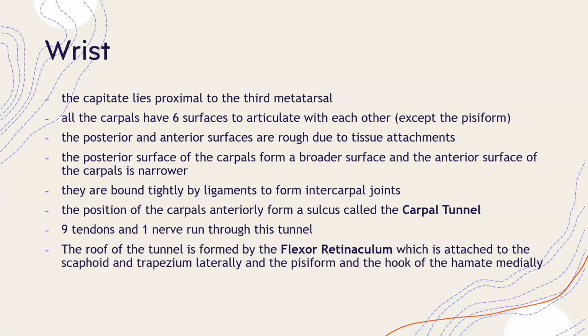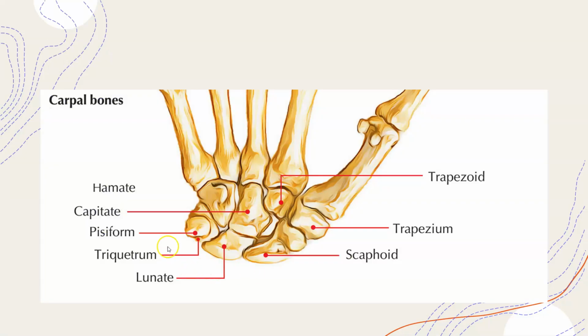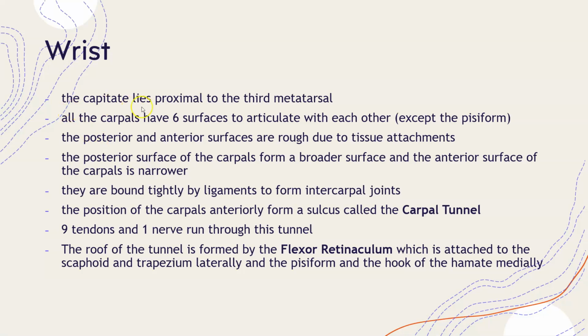So the wrist, the capitate lies proximal to the third metacarpal. Here is the capitate, and you can see here's the thumb 1, index finger 2, middle finger 3. So the key one here is the third metacarpal to the capitate. The capitate lies proximal to the third.